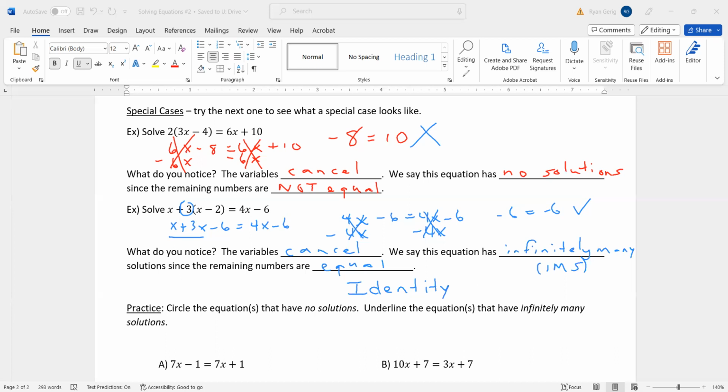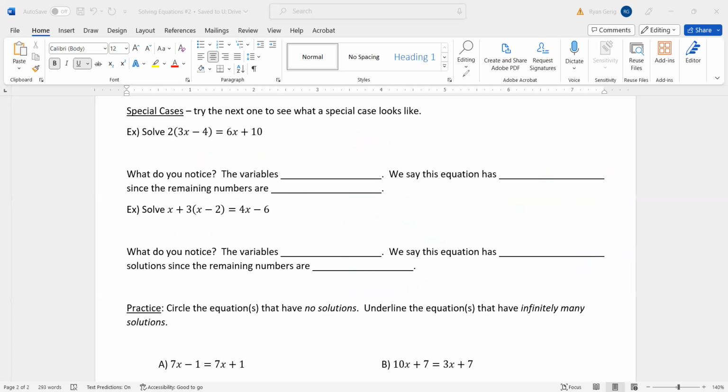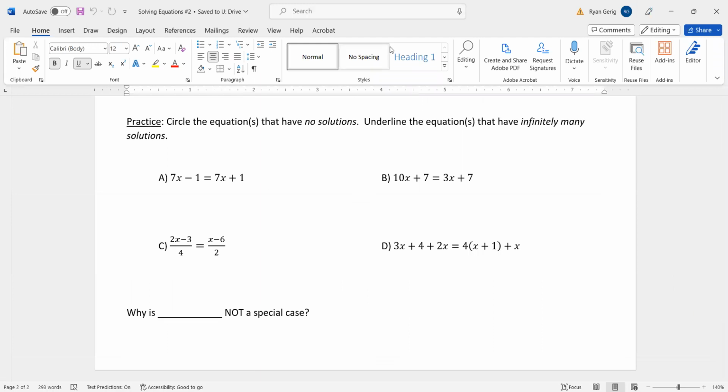All right, last problem, it looks like multiple choice. It's not really multiple choice. Circle the equations that have no solutions, underline the equations that have infinitely many solutions, and we'll go from there. So, first one, kind of quick here. If I subtract 7x from both sides, the variables cancel. I'm left with -1 equals +1, which is false. So this has no solutions. So it says circle the equations with no solutions. I'm going to circle that one.